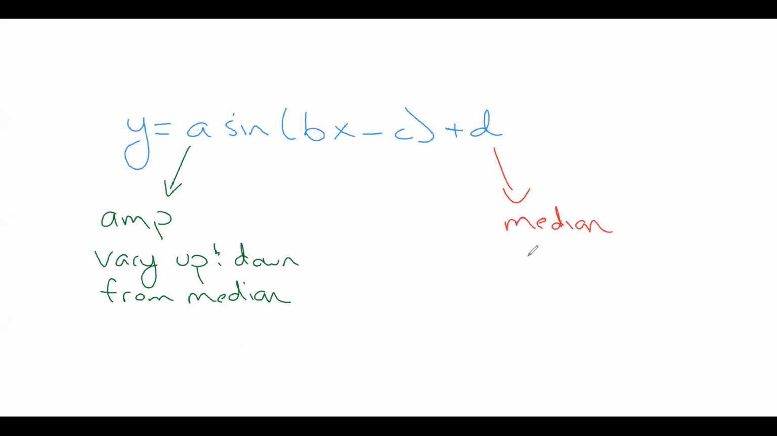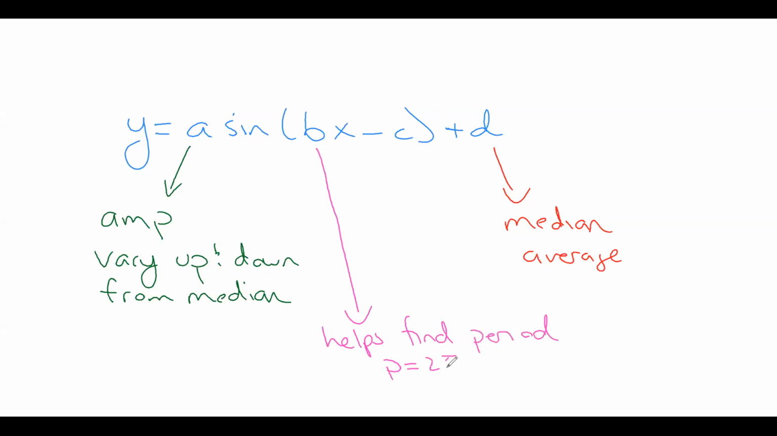also known as my average. The b-value isn't my period, it helps find the period. And again, that equation is on my formula sheet. And the c-value we talked about a little bit on the unit opener, not to worry about it too much. This moves my graph left or right. The answer isn't a big deal for us in 30-2.